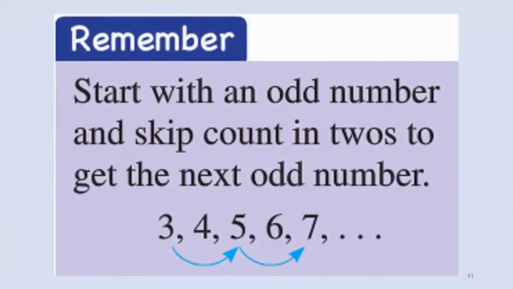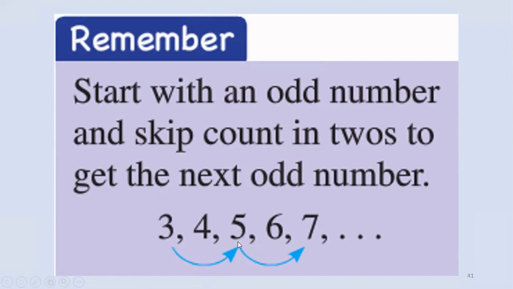Remember, with an odd number, skip count in 2s to get the next odd number. It means, as we know, all the numbers which end with 1, 3, 5, 7 and 9 are odd numbers. So let's start the skip counting from 3 here. If we do the skip counting in 2s from 3, we will come to 5. So 5 is also an odd number.